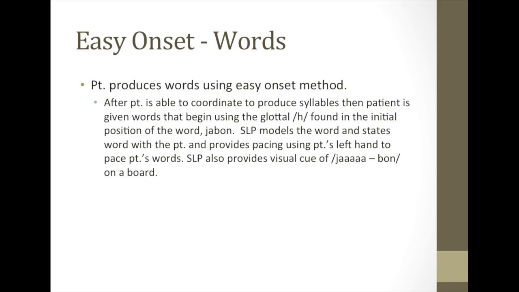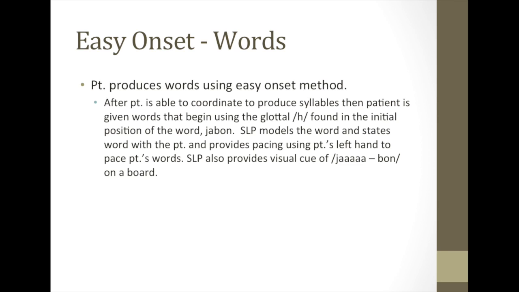Once the patient is able to coordinate using different syllables with the easy onset method, you would then work with performing words, having them say words using the beginning sound, the H sound. The patient was Spanish, so we started working with the word jabón as an example. You would have the patient cue them to model you, and you would say, using their hand, jabón. And then you would take their hand and try to say it with them, jabón.